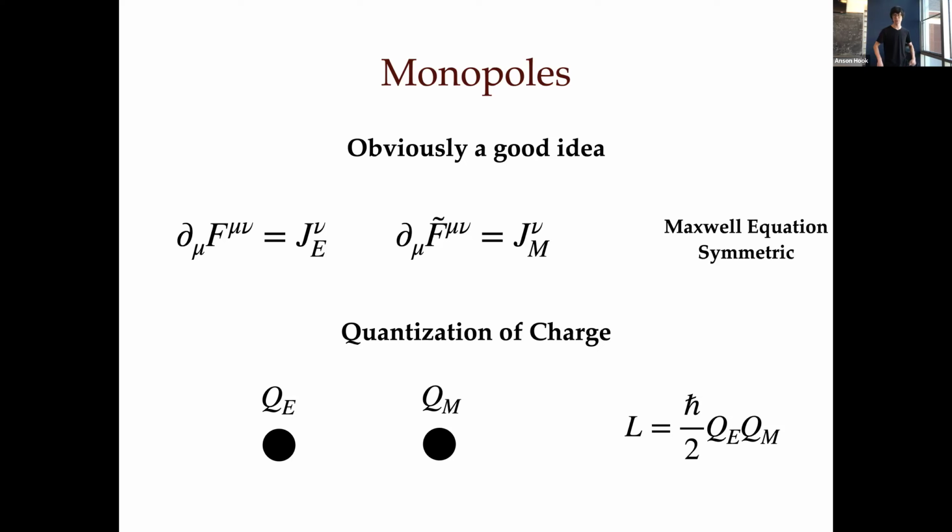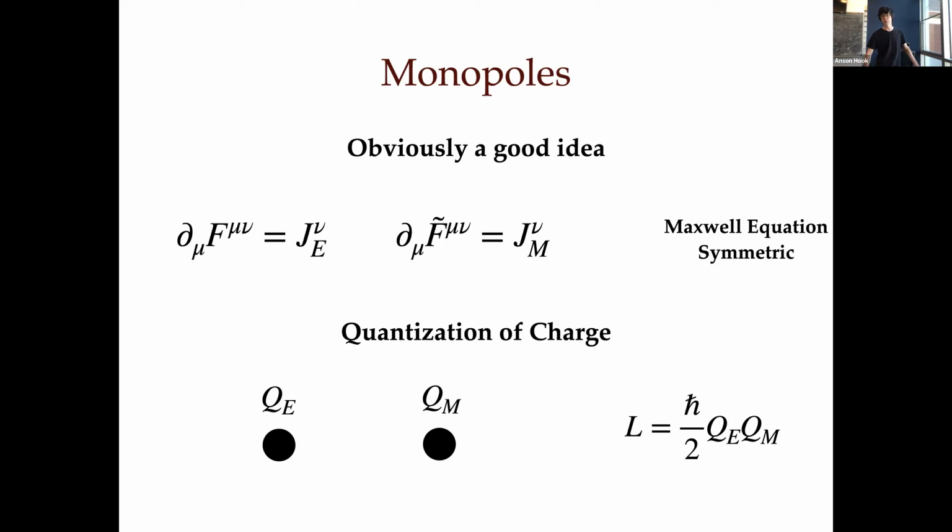Now, one of the first things we learned in quantum mechanics is that angular momentum is quantized. And so if the angular momentum is always equal to h bar over 2, then if you discover a monopole of some charge, all electric charges have to be quantized in units of basically 1 over that, for some particular normalization.